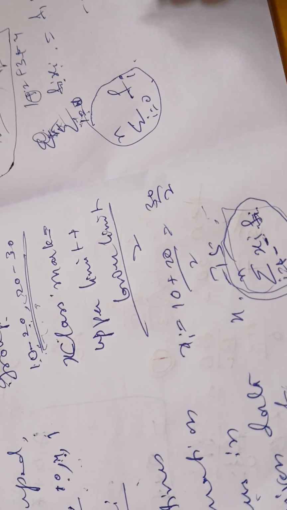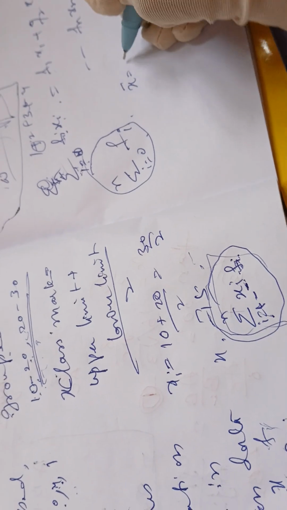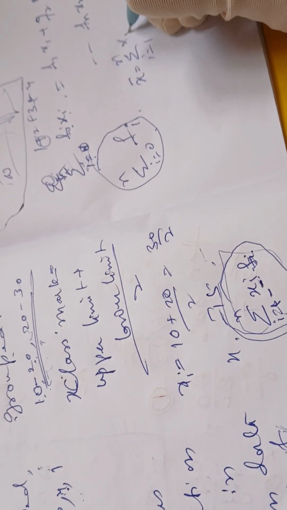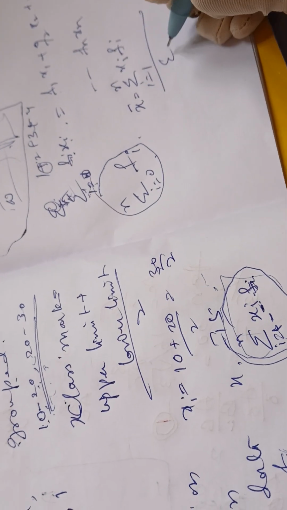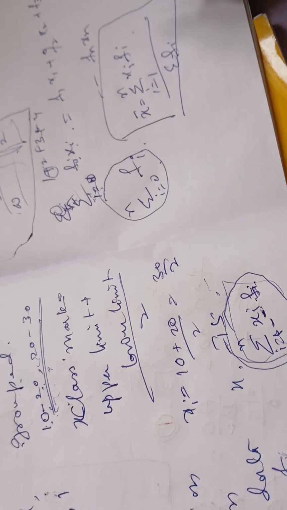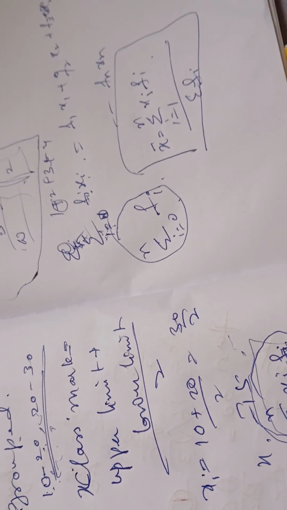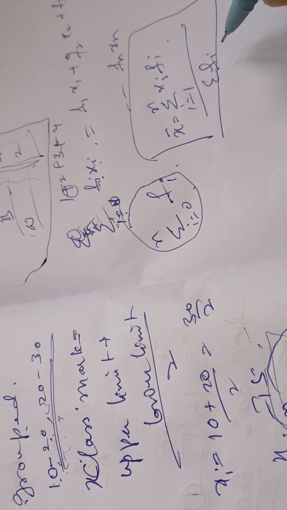So the mean is calculated as x bar equals the same formula, but in grouped data we have to find xi. So this is the mean formula, we have to use this. Next is... clear? Is it clear to everybody?